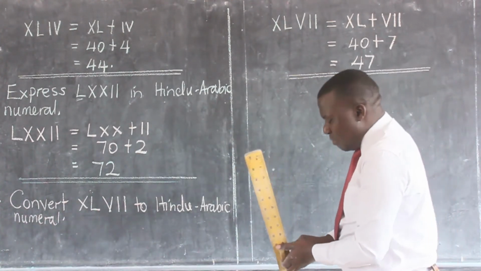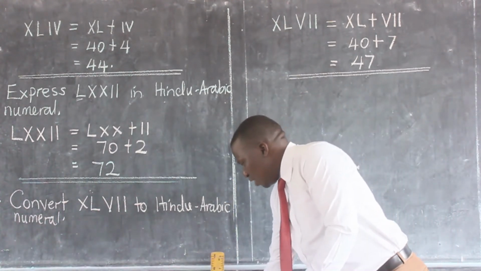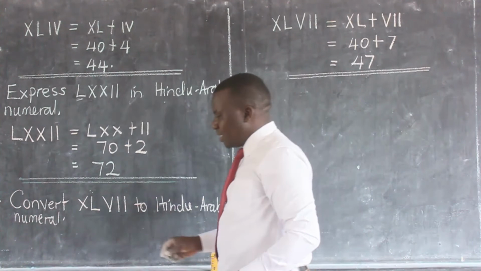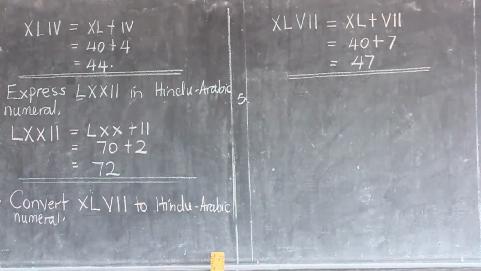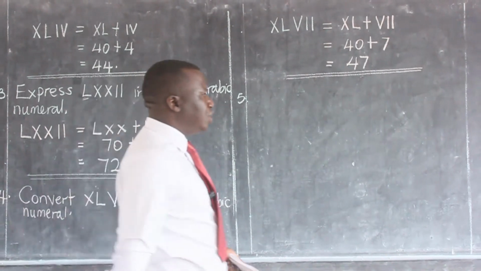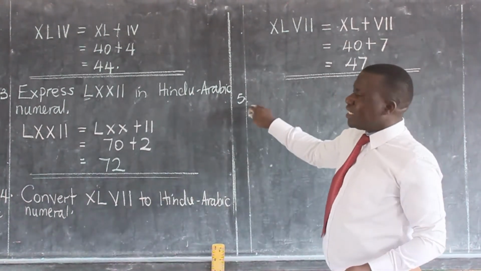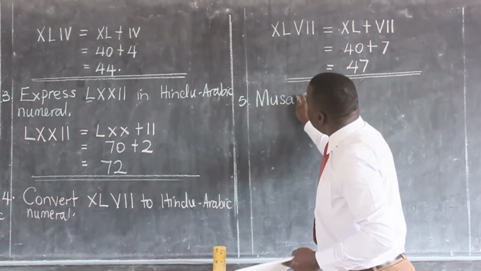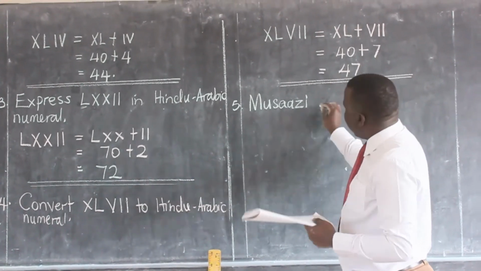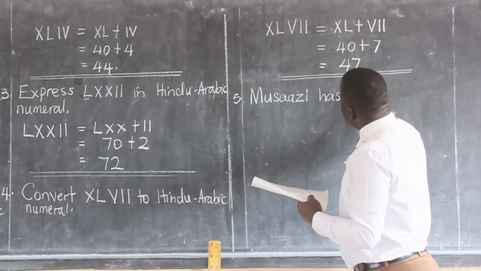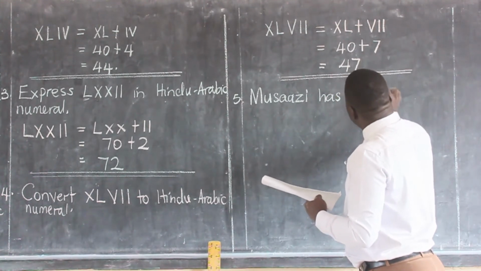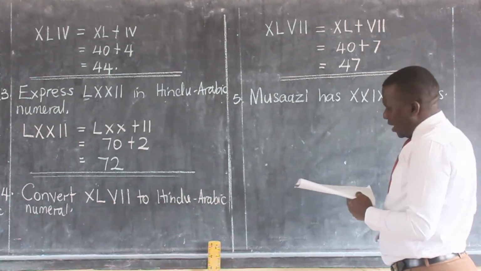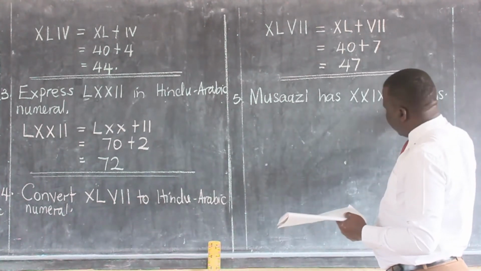I want to give you as many examples so that you understand. In our example number 5, it is going to be a comprehension question. Comprehension meaning it is in words. So we are going to say Musazi has XXIX chickens. Okay? Musazi has XXIX chickens.